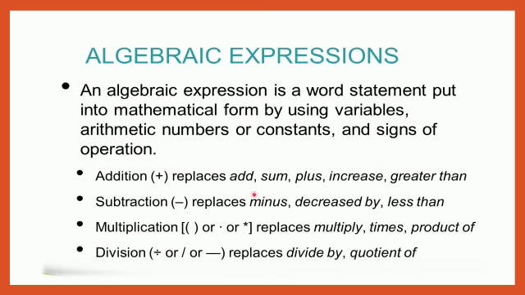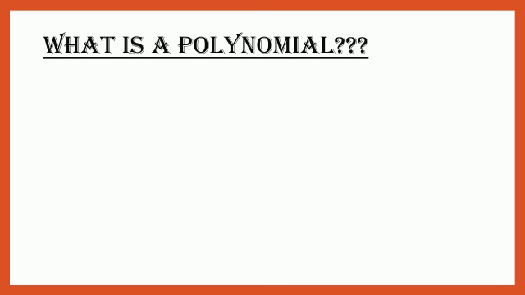Now, what is an algebraic expression? Algebraic expression is a word statement put into mathematical form by using variables, arithmetic numbers or constants and signs of the operation. So you all now know what is algebraic expression, what is algebra, what are the terms of algebra. Now let us study about polynomials.